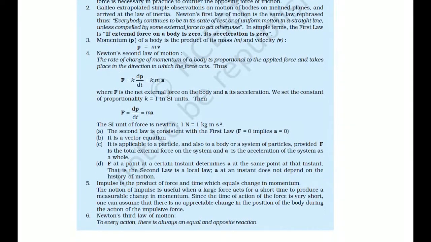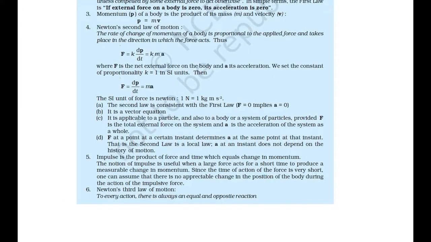After that we discussed that the SI unit of force is the Newton. 1 Newton is equal to 1 kilogram meter per second squared. The second law is consistent with the first law: F equal to 0 implies a equal to 0. Second, it is a vector equation. It is applicable to a particle and also to a body or a system of particles, provided F is the total external force on the system and a is the acceleration of the system as a whole. Also, F at a point at a certain instant is determined by a at the same point at that instant, that is, the second law is a local law. A at an instant does not depend on the history of the motion.